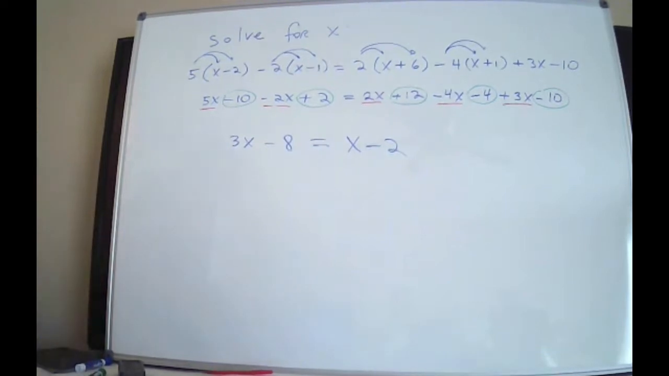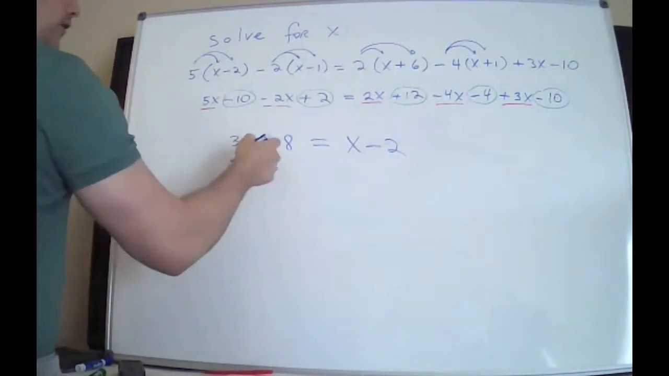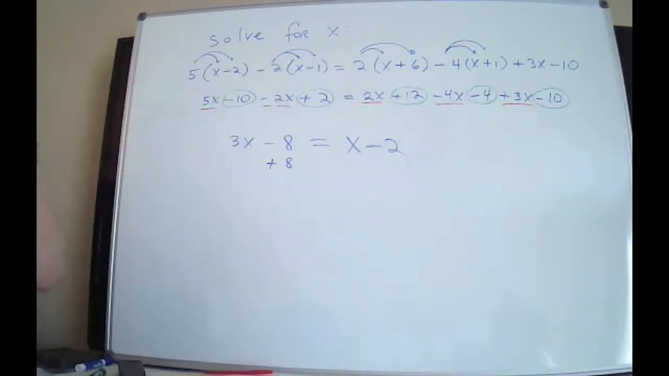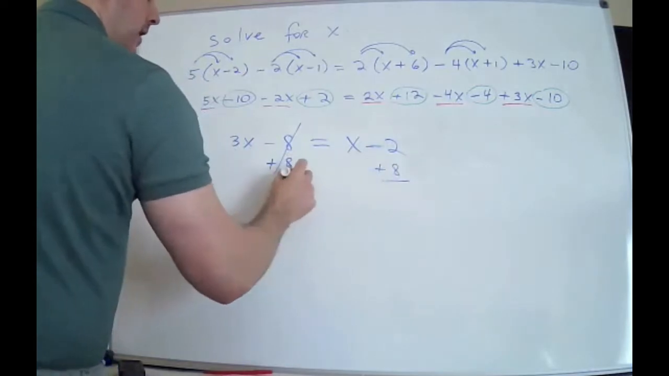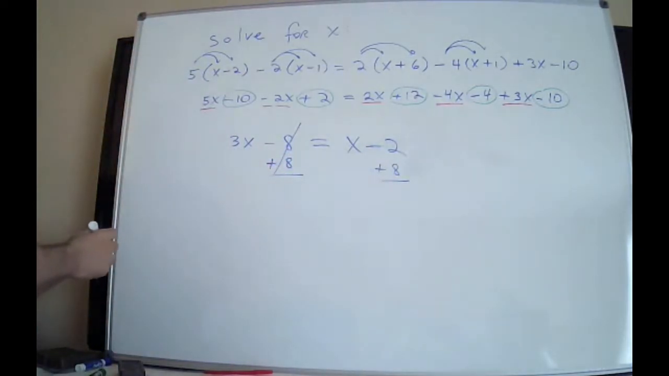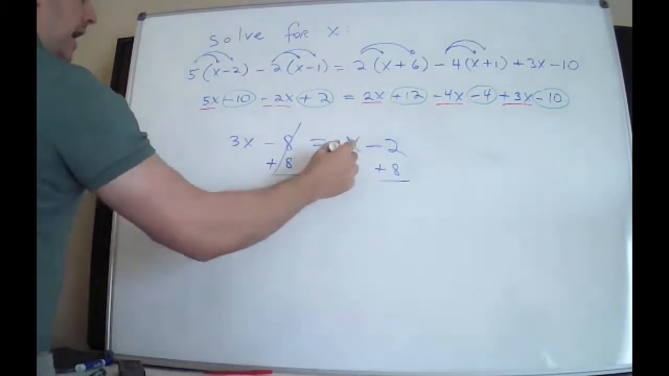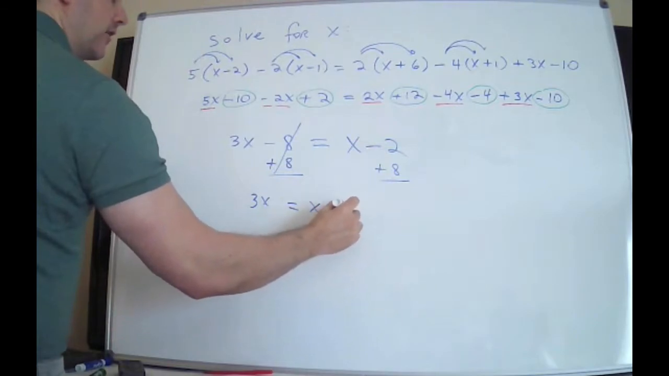So what do we do now? Letter on the left, number on the right. I want to do the number first. I have to do the opposite of subtracting 8, which is adding 8. So I eliminate it from the left. But whatever I do to the left, I have to do to the right. This is what some of you were neglecting. So I get 3x alone, and I have x, +8 take away 2 is +6.